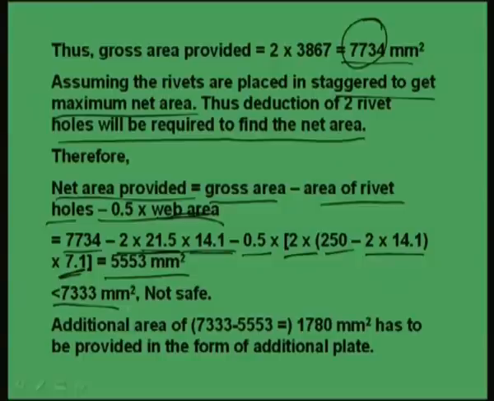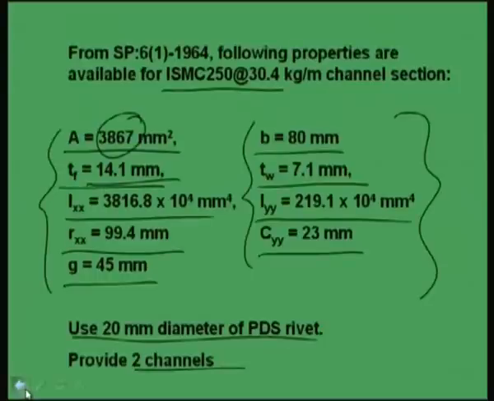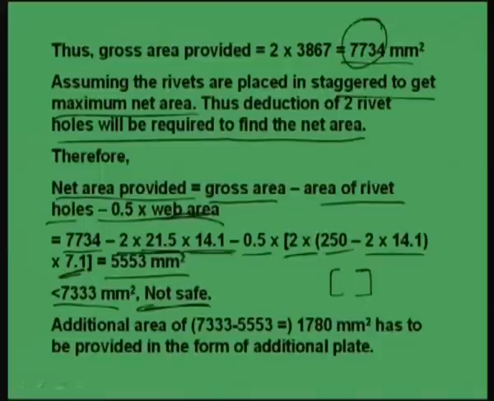So, if we provide 2 channels, this is also not sufficient to take care of that much load, because this is not safe, okay. And we have been given that only the ISMC 250 channel is available, okay. So, what we have to do? We have to go for an additional plate. What is the extra area required?